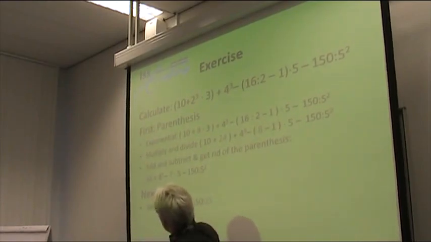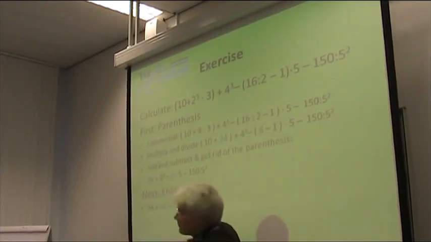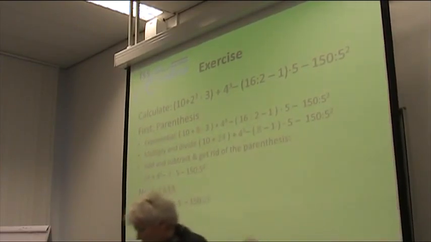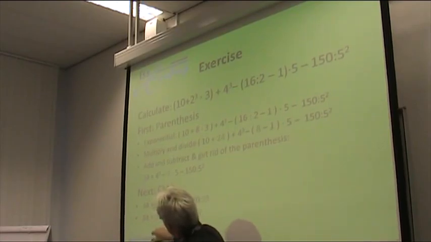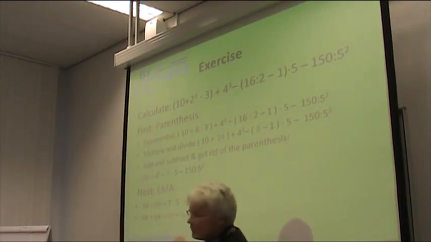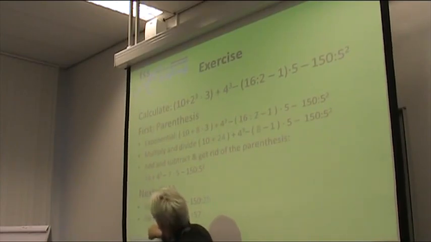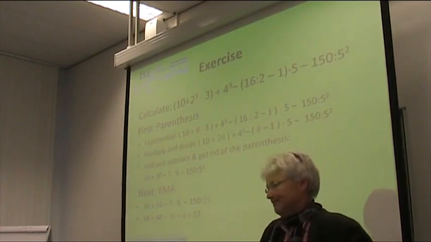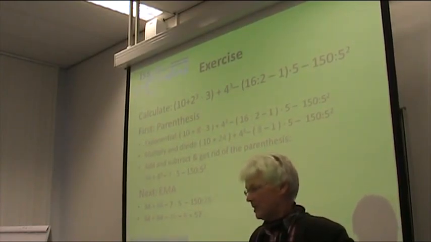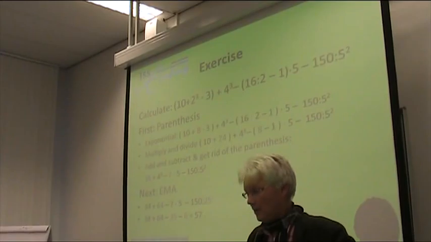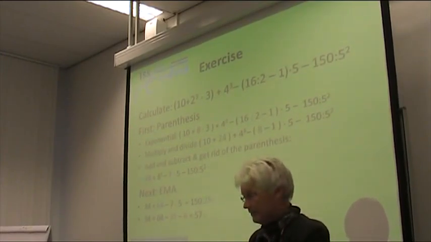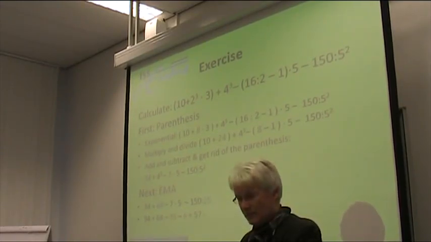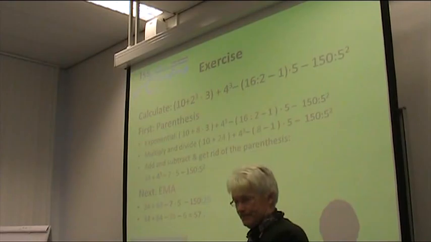Next time, multiplication and division. 7 times 5 is 35. 150 divided by 25 is 6. 34 plus 64 minus 35 minus 6, that's 57. 34 plus 64, 98, minus 41, 57. It's a recipe. It's like when you start to cook, right? If you simply throw in everything, all the food stuff in the pan, it won't taste good. You have to do this in the proper sequence. Okay?